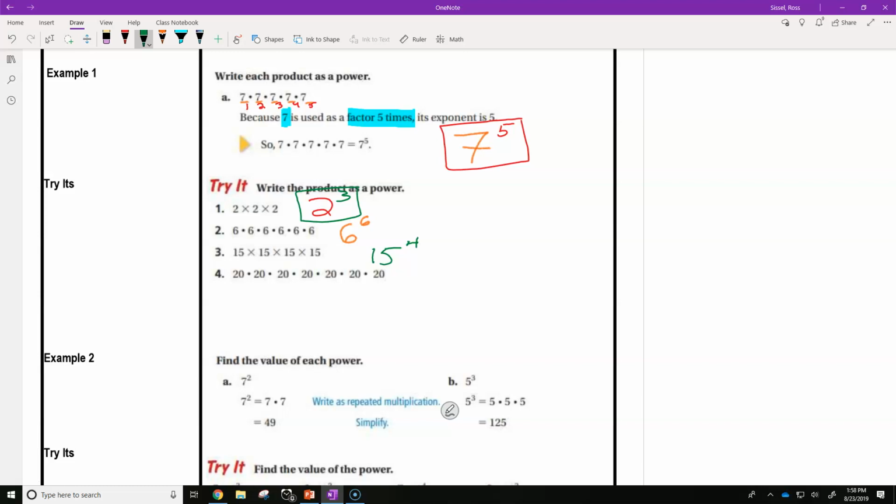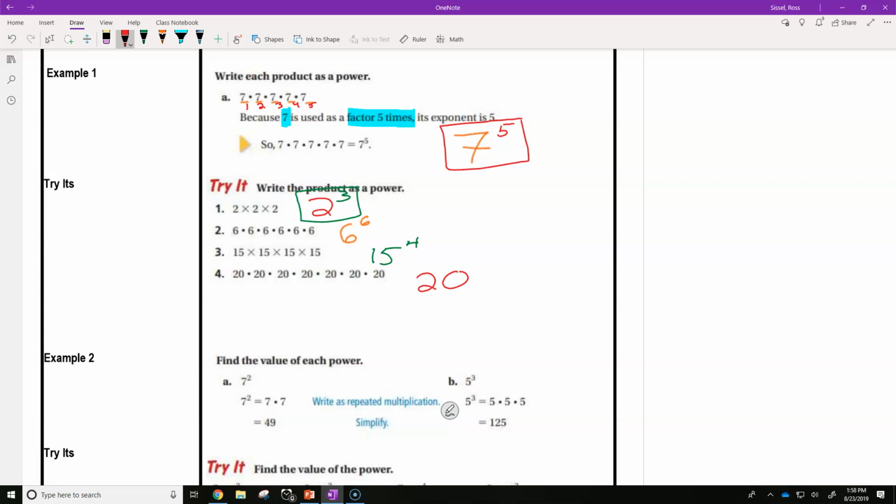Alright, number 4. 20 times 20 times 20 times 20 times 20 times 20 times 20. What is my base? Beth? 20. Oh, friends, when I ask someone else a question, please do not shout it out to them or tell them. That steals it. That's you telling them, hey, I don't think you're smart enough to know this. I'll tell them to. Let them think.